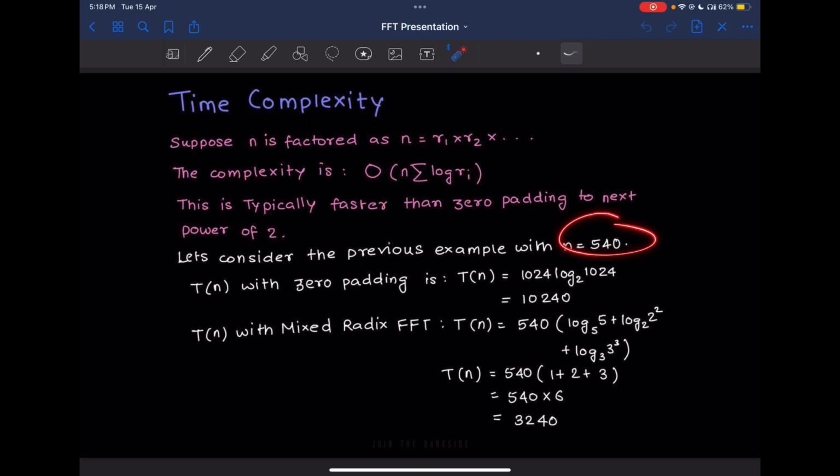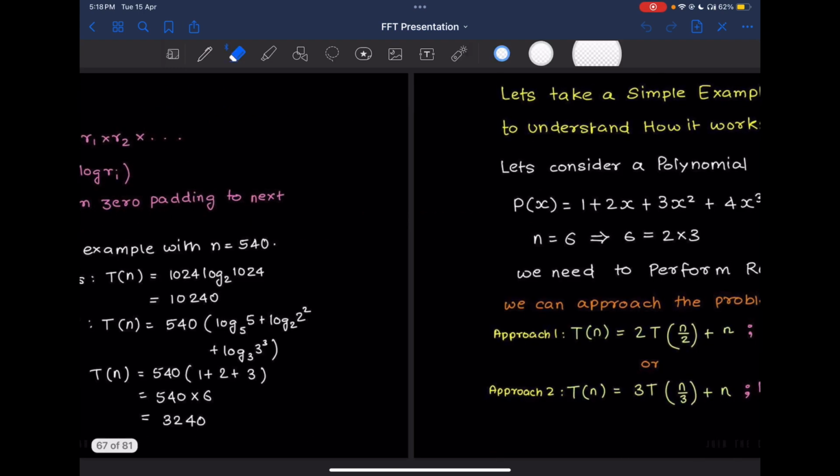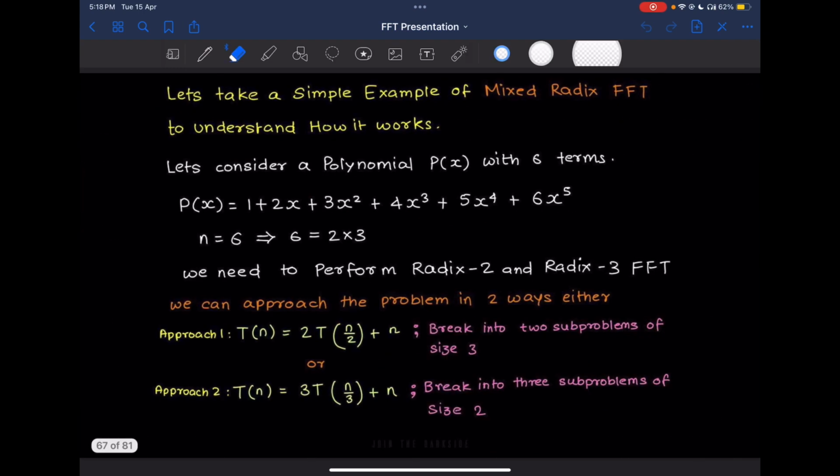So considering our previous example of 540 terms, if I were to pad the zeros, I will get 1024 terms and the number of operations would be 10,240. Whereas if I use the mixed radix approach, I can get the computations to be done in around 3,240 steps only. So that is the magnitude of reduction in time complexity that you see.